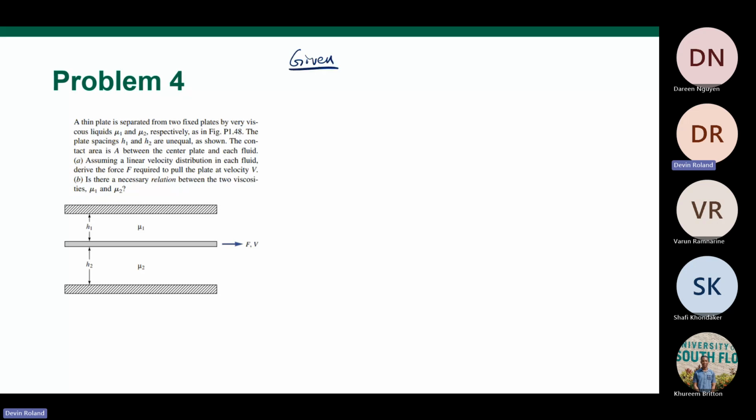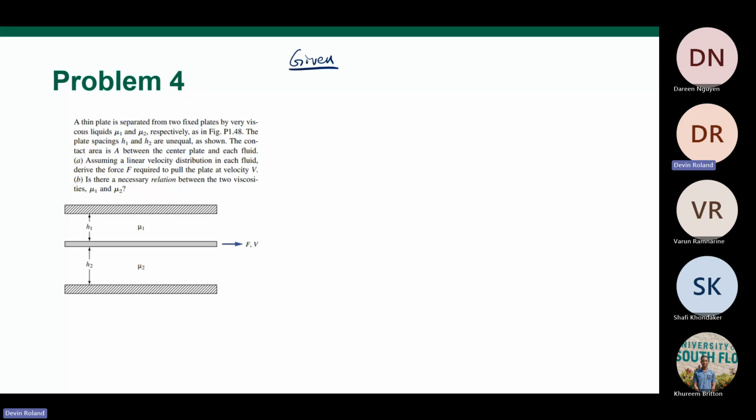All right, so problem 4. A thin plate is separated from two fixed plates by very viscous liquids mu1 and mu2, respectively. The plate spacings H1, H2 are unequal, and the contact area between the center plate and each fluid is A. If we again assume linear velocity distribution in each fluid, then we want to derive the force F required to pull the plate at velocity V, and we want to determine if there's a necessary relation between the two viscosities.